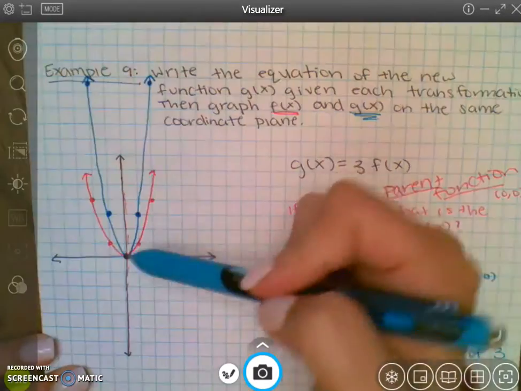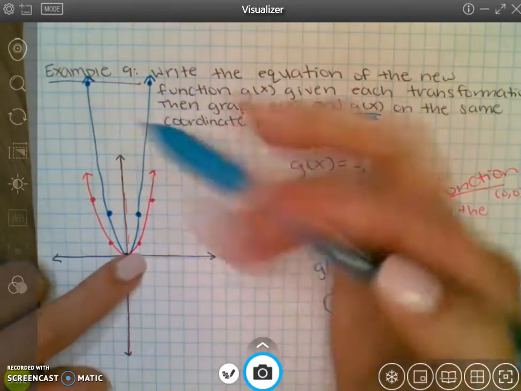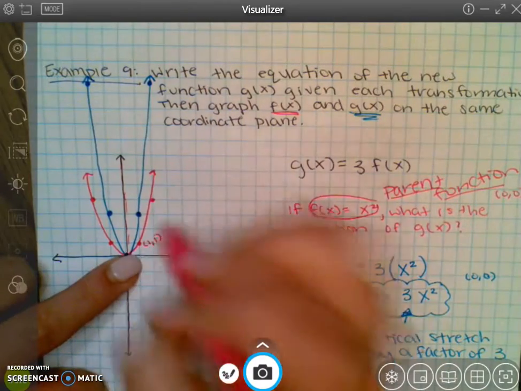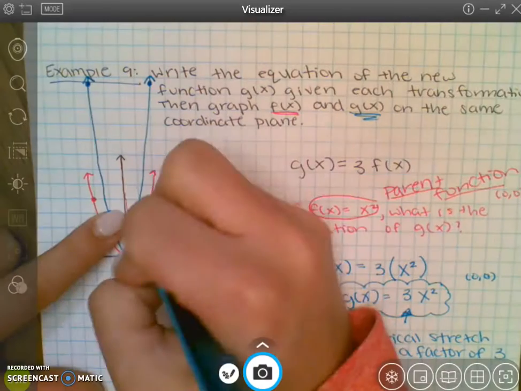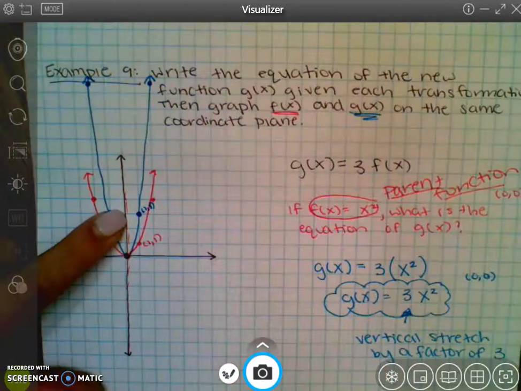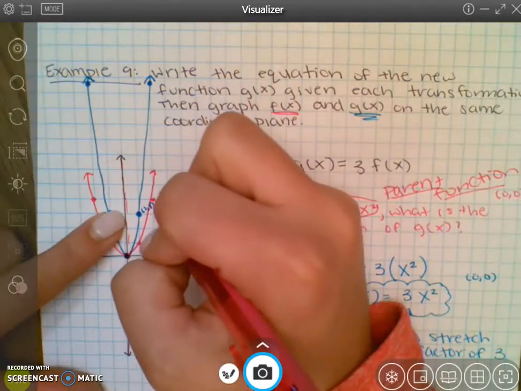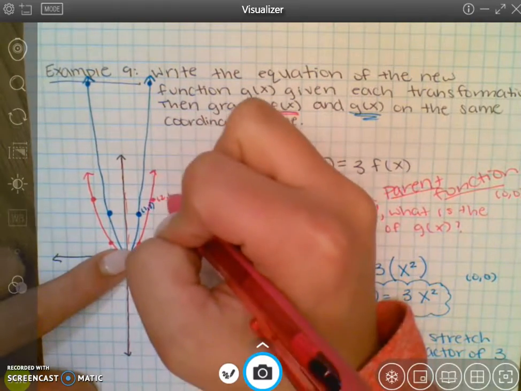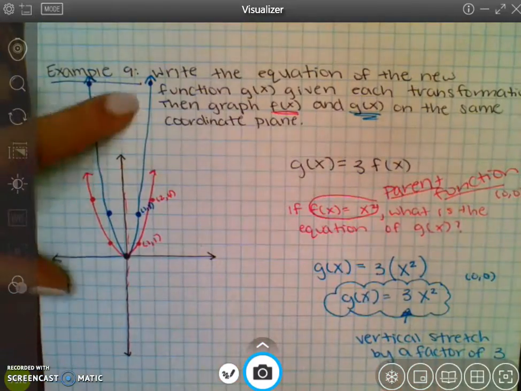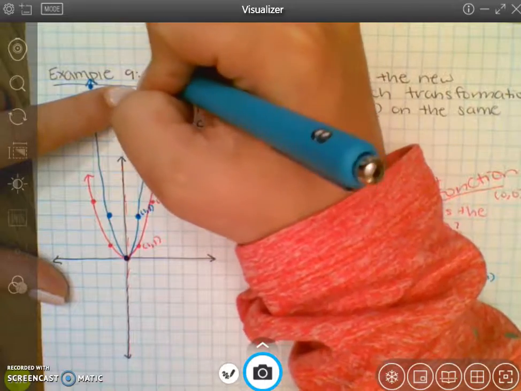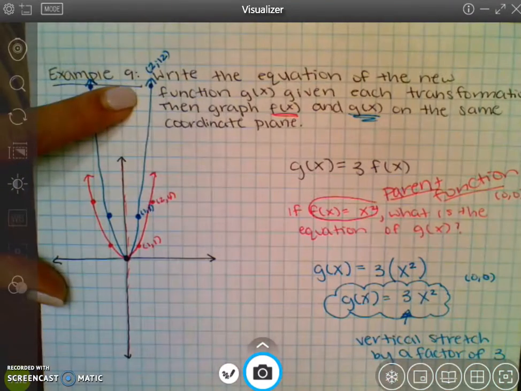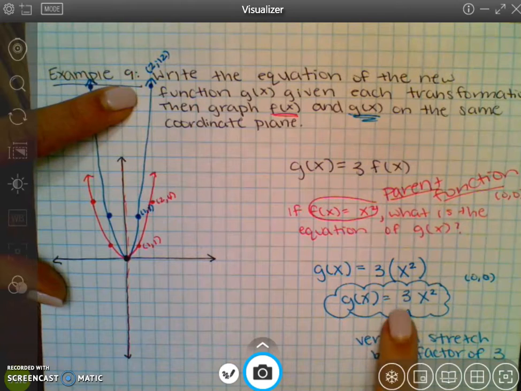So I took each of these points. This was, let me label this one, 1, 1. And then this one became 1, 3. My other pink point was at 2, what was that, 1, 2, 3, 4. And now I'm up here. The 2 stayed the same, but the 4 became a 12. I multiplied it by 3, just like here. See how 3 is being multiplied?